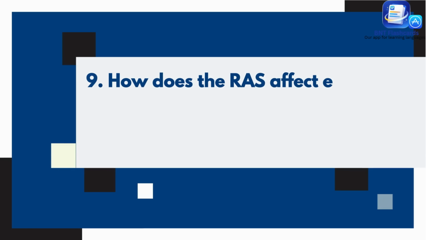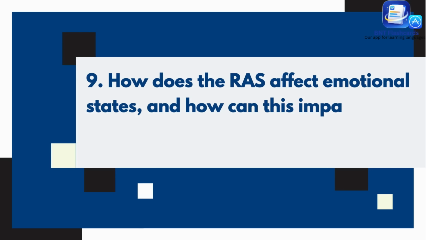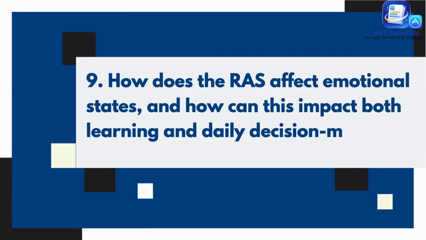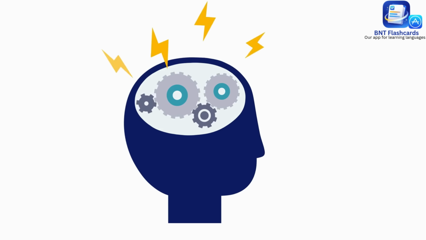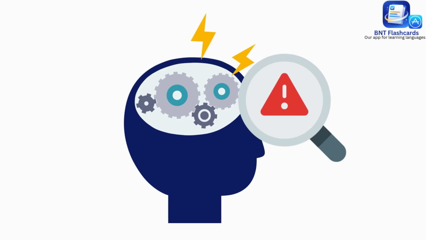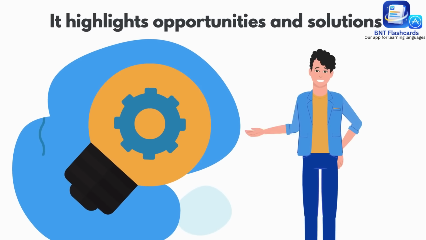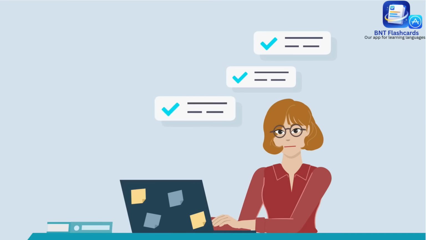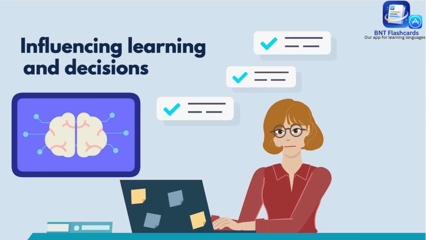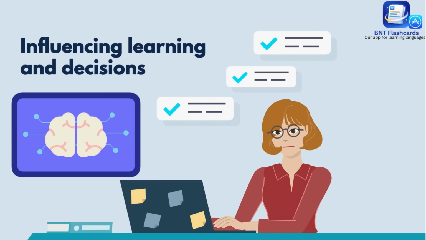9. How does the RAS affect emotional states, and how can this impact both learning and daily decision-making? The RAS works closely with emotional centers of the brain. When we feel stressed or fearful, the RAS focuses on threats. When we feel calm and positive, it highlights opportunities and solutions. Emotional state shapes what the RAS allows us to notice, influencing learning and decisions.